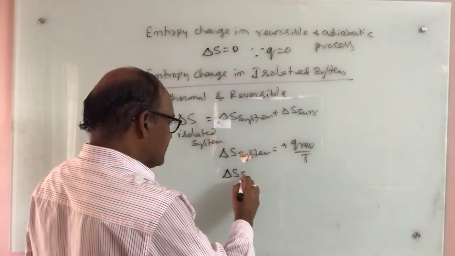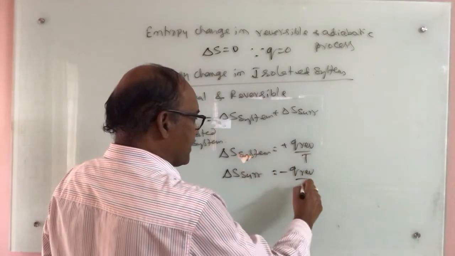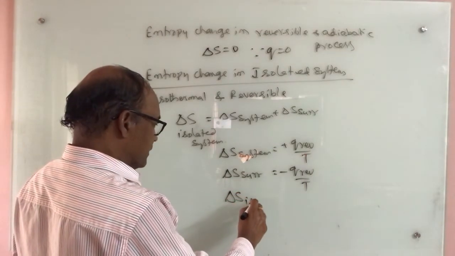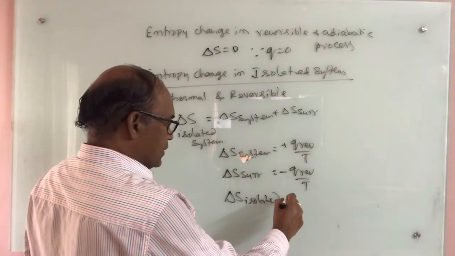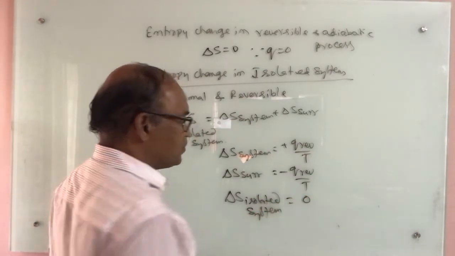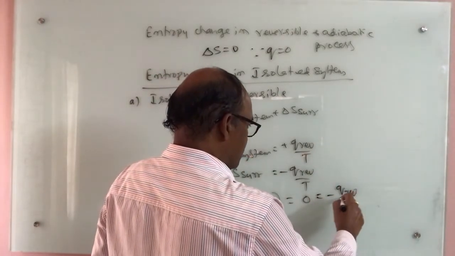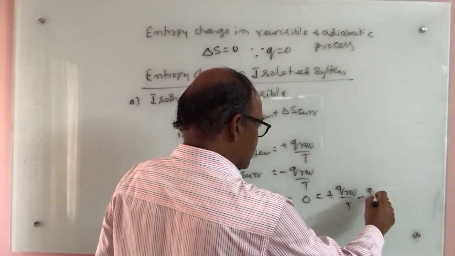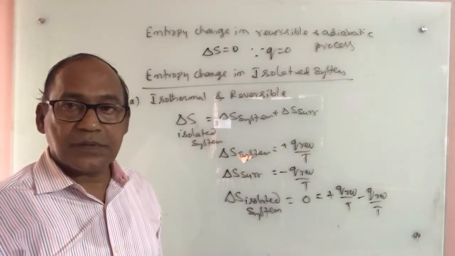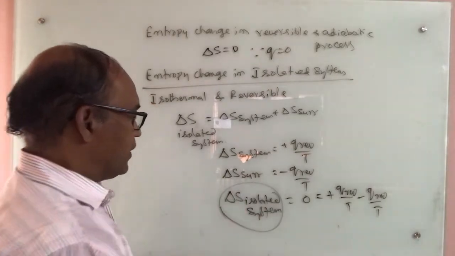For the surroundings, what happens? The surroundings lose the same quantity, thereby delta S of the isolated system involving a reversible process is zero, since it is Q reversible by T plus minus Q reversible by T. So that becomes zero. There is no change in entropy of an isolated system.